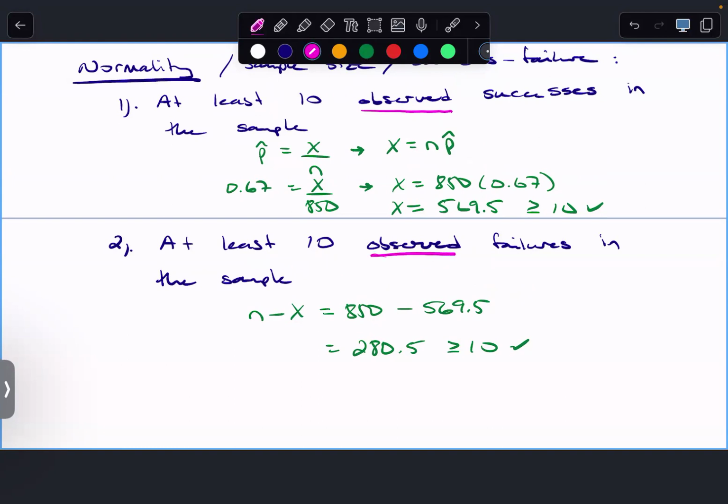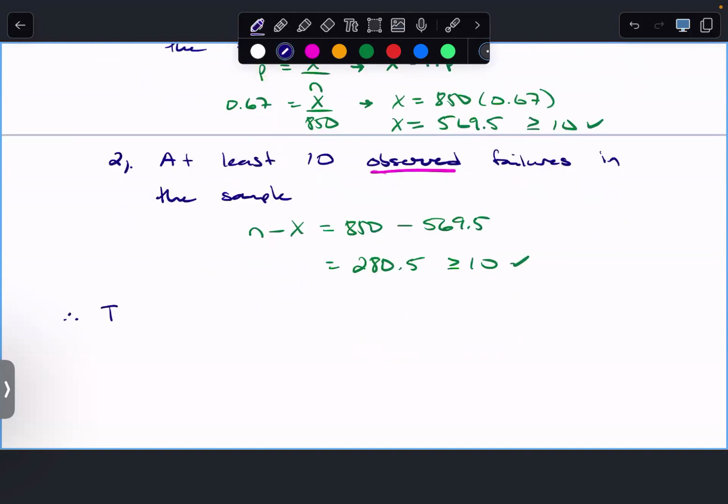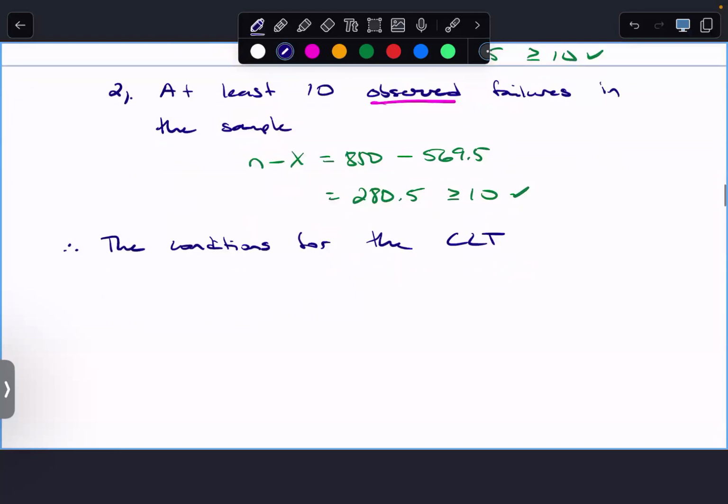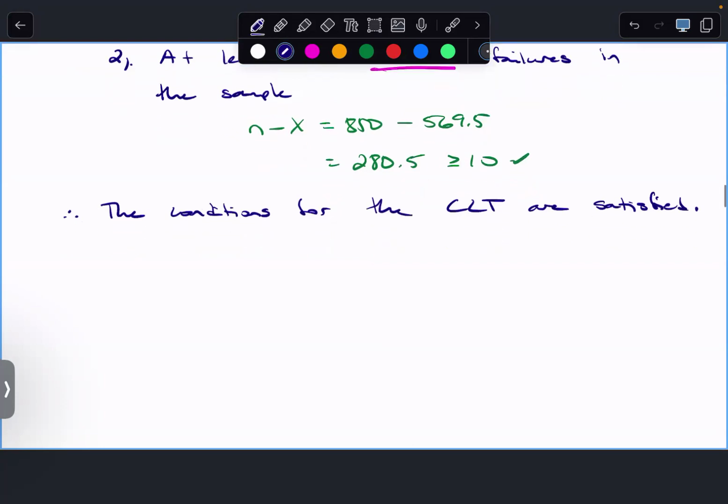Observed failures. So now we've checked the conditions. We have made the argument that all these conditions have been satisfied, and so therefore the conditions for the central limit theorem, the CLT, are satisfied. Now we can build a confidence interval. So p hat plus minus z star times the square root of p hat q hat over n.